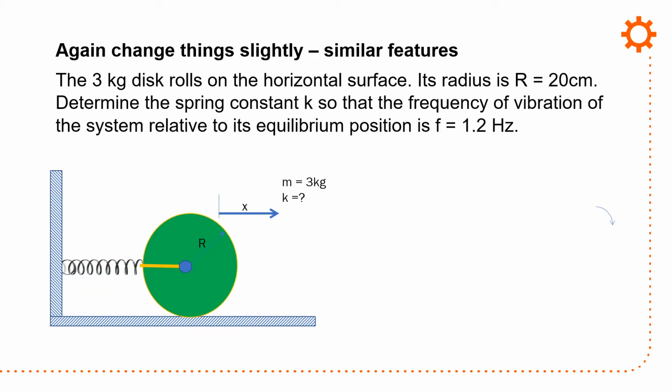This is, again, a tiny bit of increase in terms of expectations. Here I've changed this so that the cart is no longer a cart, it's a wheel. Same thing, same mass, but now I have a radius of 20 centimeters. And you're asked to find what the frequency of vibration is for the system, or the spring constant K, excuse me, if you want an f of 1.2 hertz.